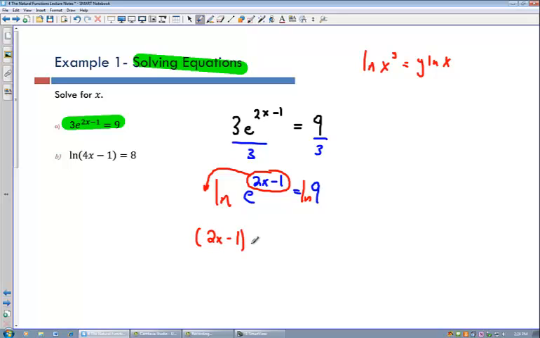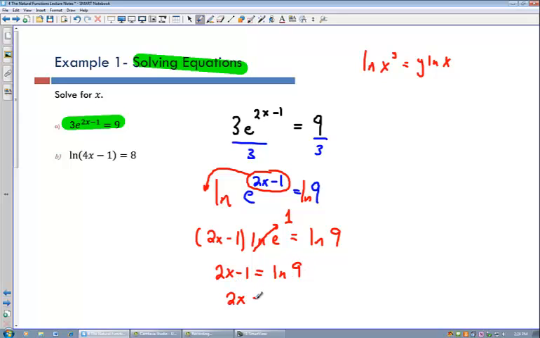this quantity times ln of e equal to ln of 3. And I know from my rule sheet there, ln of e is 1, so I can drop it off. And I have 2x minus 1 equal to ln of 3. I'll add 1 to both sides.